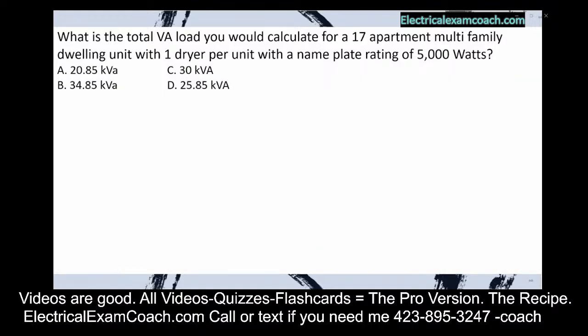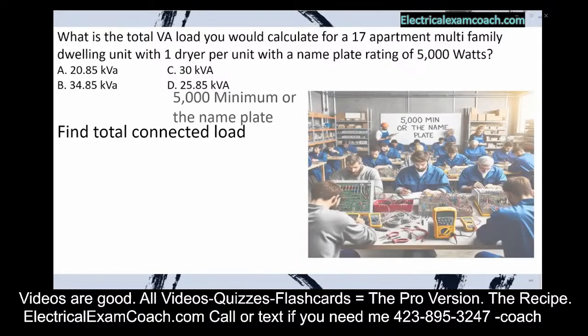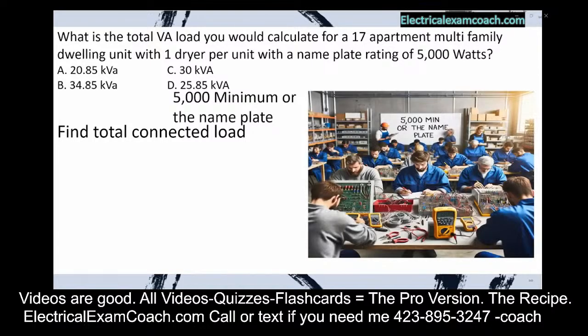What is the total VA load you would calculate for a 17 apartment multifamily dwelling unit with one dryer per unit and a nameplate rating of 5,000 watts? First, we're going to find our total connected load. We're going to use 5,000 minimum or the nameplate, whichever is larger. We take our 17 units multiplied by 5,000 each, and that gives us 85,000 VAs.